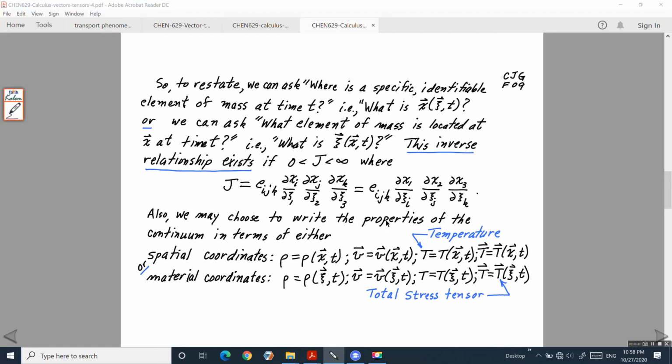Also, maybe I should write the properties of the continuum in terms of either. So let's say for the spatial coordinates, let's say you have some density of your system. Your density can be written as dependent on your x and your t. Also your velocity, also your tensor, anything. For the material coordinates, this time your density is going to be dependent on your starting point and the time, but the spatial coordinates is going to be like here.